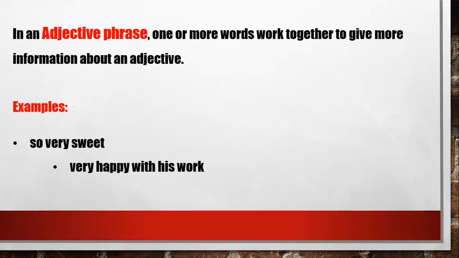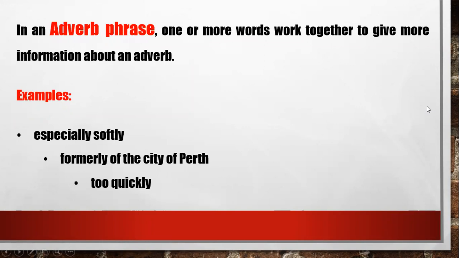In an adjective phrase, one or more words work together to give more information about an adjective. So, very sweet, very happy with his work. Here you have, as the nucleus of this phrase, the adjective. And you have other words to give more information about the adjective. The other one is the adverb phrase. One or more words work together to give more information about another adverb: especially, softly, formerly of the city of Peru, too quickly. So here you have these adverb phrases. Don't forget, these are adverb phrases. So here you have them in general, because we're going to analyze each one in more detail later.